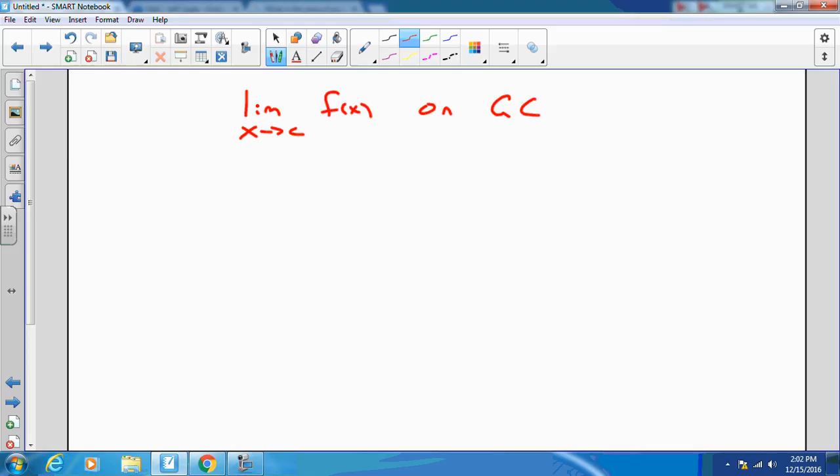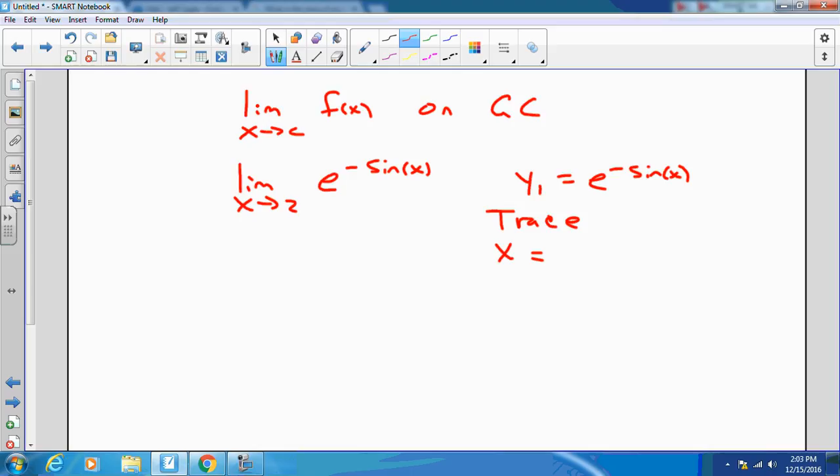And then finally, numerically, if I need to evaluate a limit on the graphing calculator, then I am going to choose values of x that are close to but not equal to c. So for example, if I wish to evaluate the limit as x goes to 2 of something crazy like e to the negative sine of x, then I'm going to set y1 equal to my function, and I'm going to trace along the graph. What two x values should I pick in order to estimate this limit? 1.999.